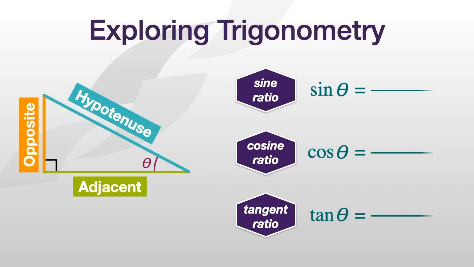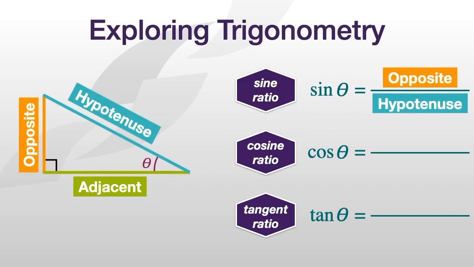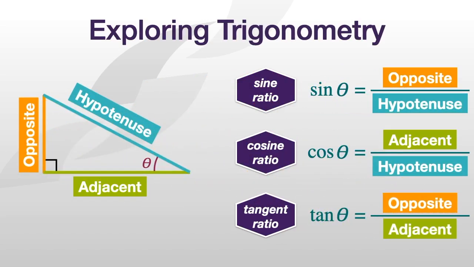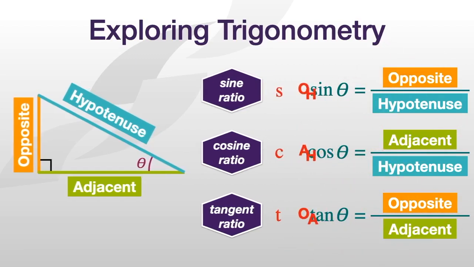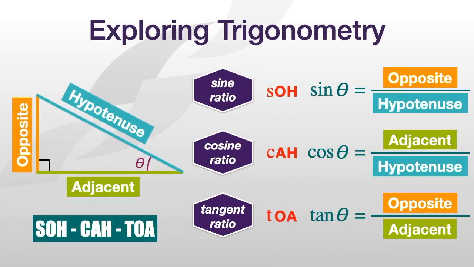We can now define the 3 trigonometric ratios using these labels. The sine ratio is opposite over hypotenuse. The cosine ratio is adjacent over hypotenuse, and the tangent ratio is opposite over adjacent. Take a look at the first letter of each of these words. If we focus on them, we can form a phrase that can help us to remember how these ratios are defined. We pronounce this as SOHCAHTOA.